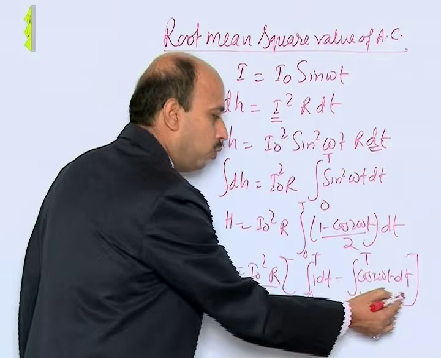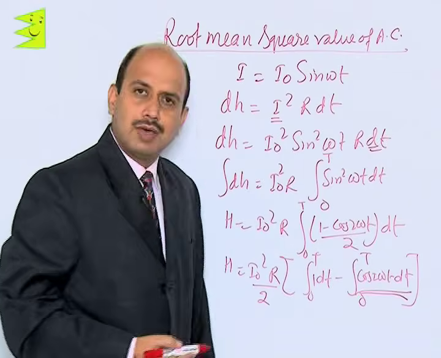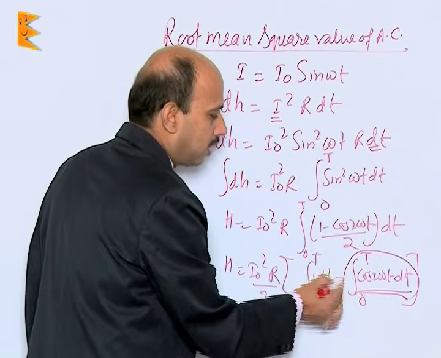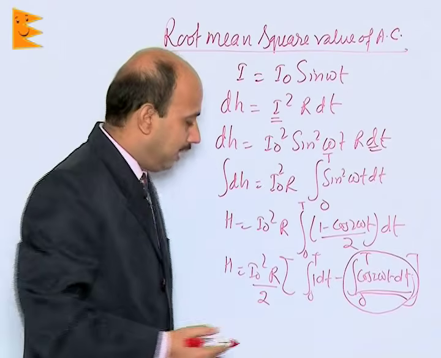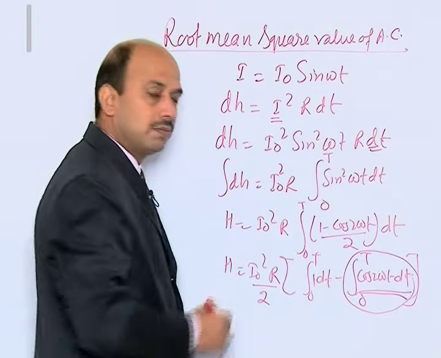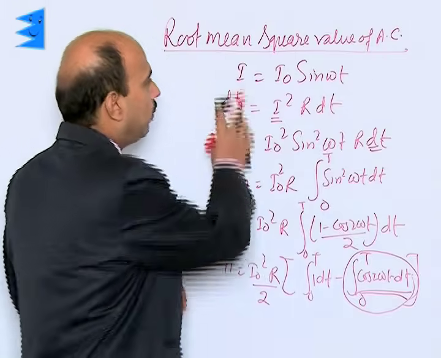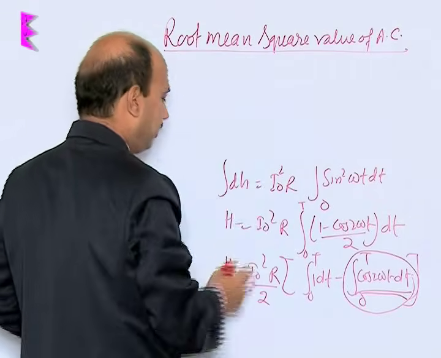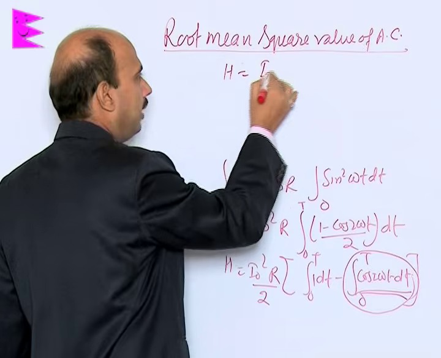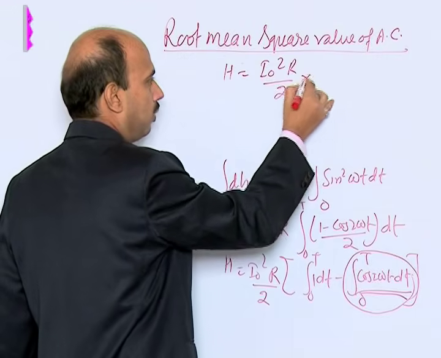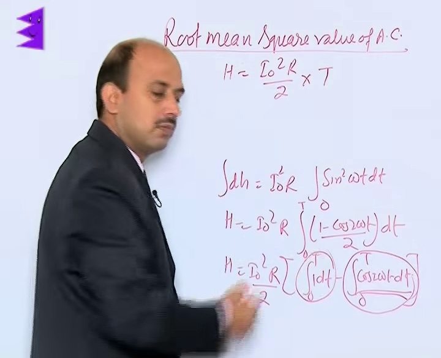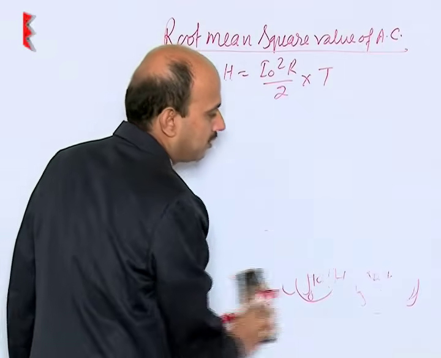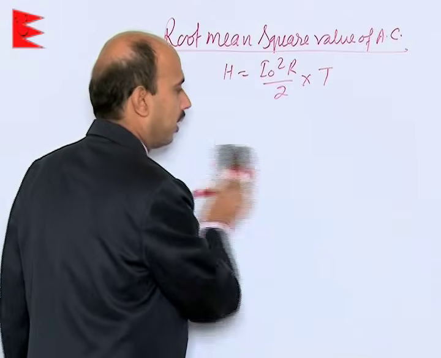When you integrate cos 2 omega t, or you can say the average value of cos 2 omega t over a cycle, is equal to 0. So the integration of this term is 0. So this equation can now be written as H is equal to I naught square R by 2 into T. So this is the heat generated by AC in one cycle when it is passed through the resistance R.